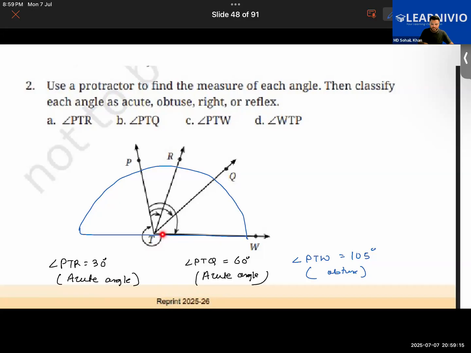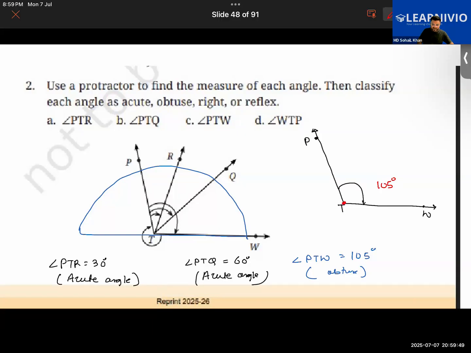Understand one thing. This is your angle PTW, right? This is angle P, T, and W. Other than the PTW angle, there's one more angle, the outer angle here, that is the reflex angle. Now PTW, you have found it to be how much? 105 degrees, right? Okay?